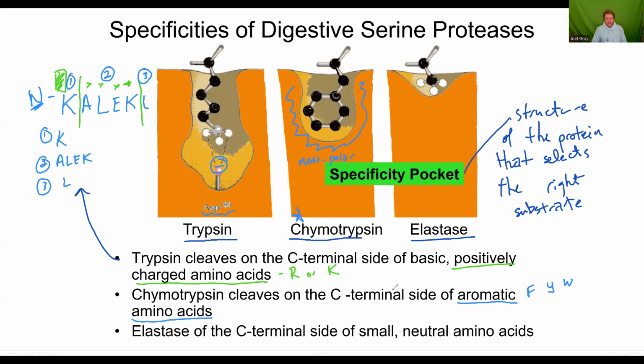Elastase, last but not least, is going to cut on the C-terminal side of a small neutral residue. So we're looking at glycine or alanine, maybe a valine, just your smaller residues. Isoleucine and leucine, those are going to be good targets to cut after with an enzyme like elastase.